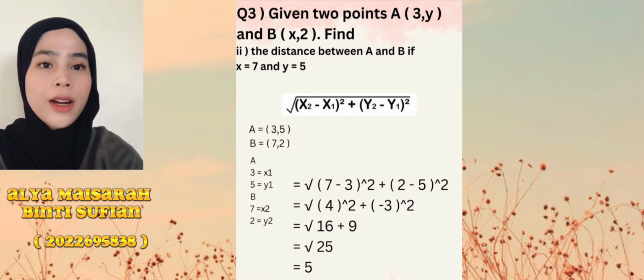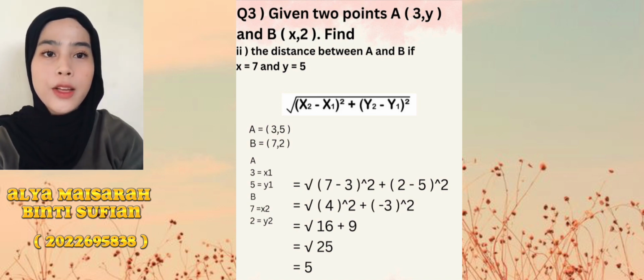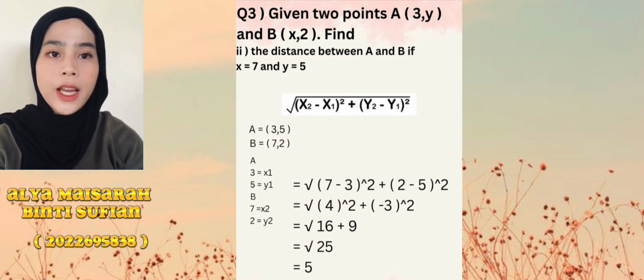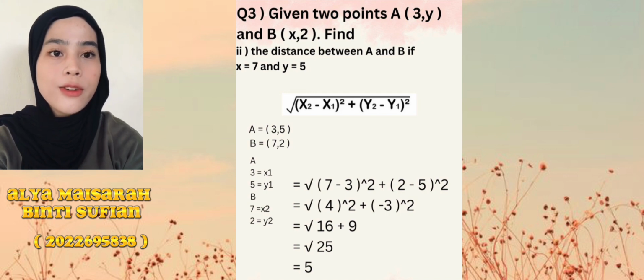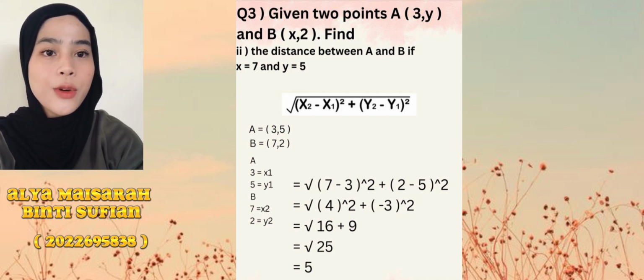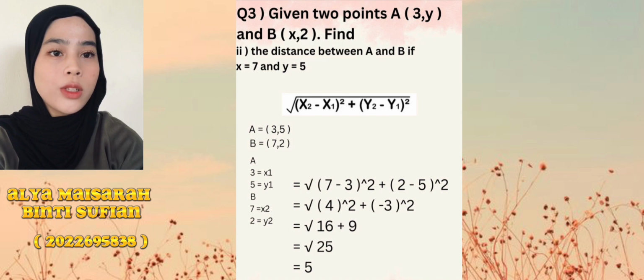Fill the information into the formula. That means square root of (7 minus 3) to the power of 2 plus (2 minus 5) to the power of 2. Then square root of (4) to the power of 2 plus (negative 3) to the power of 2. After that, square root of 16 plus 9. Then square root of 25, and the answer is equal to 5.